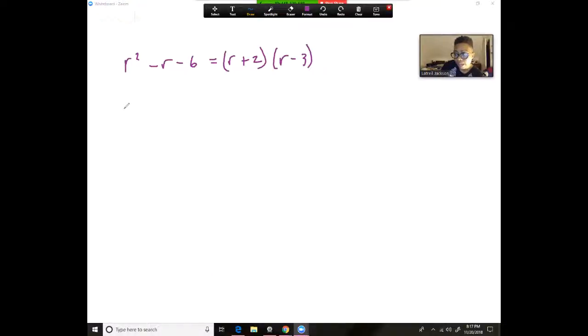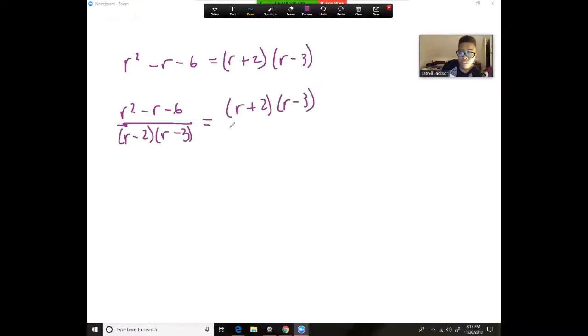Now we have a rational expression with the polynomial r squared minus r minus 6 in the numerator, and the denominator is r and r minus 3. The numerator we already factored as r plus 2 times r minus 3, over r minus 2 times r minus 3. Cool. Everything is factored out. Now, here's the next step. We need to look at the numerator and look at the denominator and say, what do I see in the numerator that I also see in the denominator that's being multiplied to something else?